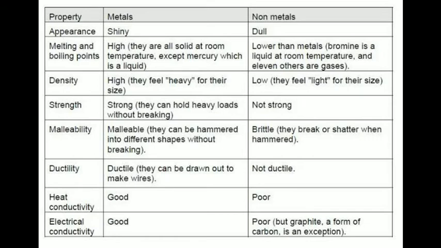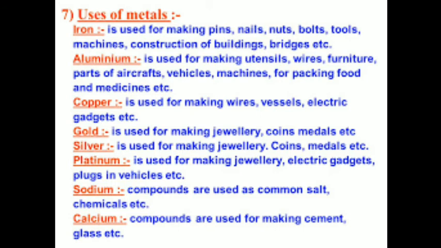Metals are good conductor of heat and electricity. Silver is very good conductor of heat and electricity, and non-metals are bad conductor of heat and electricity except graphite, which is a form of carbon, which is a good conductor of electricity. Now let's see some uses of metals.